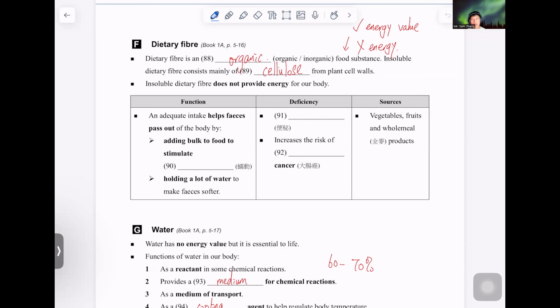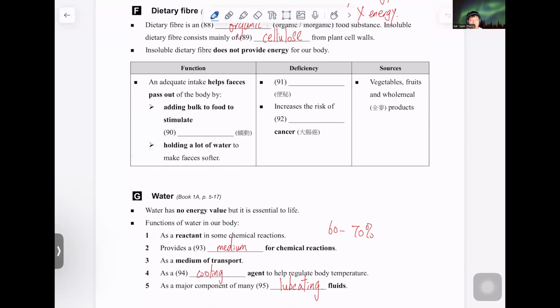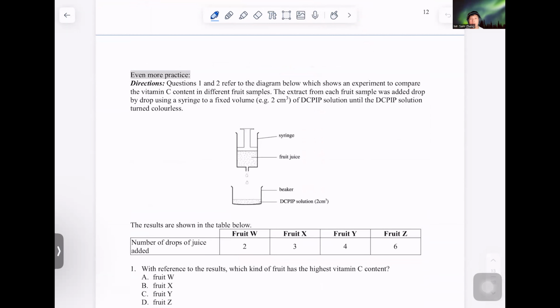Hello, everyone. So today I would like to quickly go through the remaining part of the handouts related to chapter 5.1. And some students also asked me about some of the concepts that we have mentioned during the lessons. Okay, so in this case, I would like to use this example to illustrate the ideas or the concept related to those food substances that do not contain energy values.